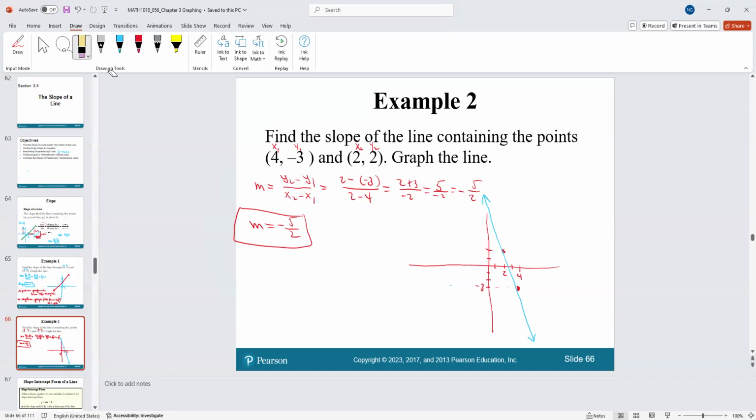So when finding slope, it makes no difference which point is identified as x1, y1, and which one is x2, y2. Just remember that the y value that is first in the numerator, its corresponding x value is first in the denominator. So we're gonna try to do it this way for everyone. Then we would graph another one.